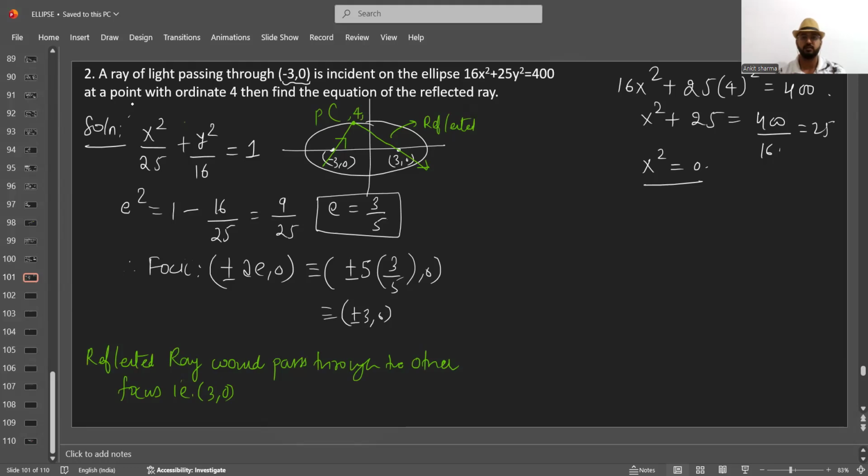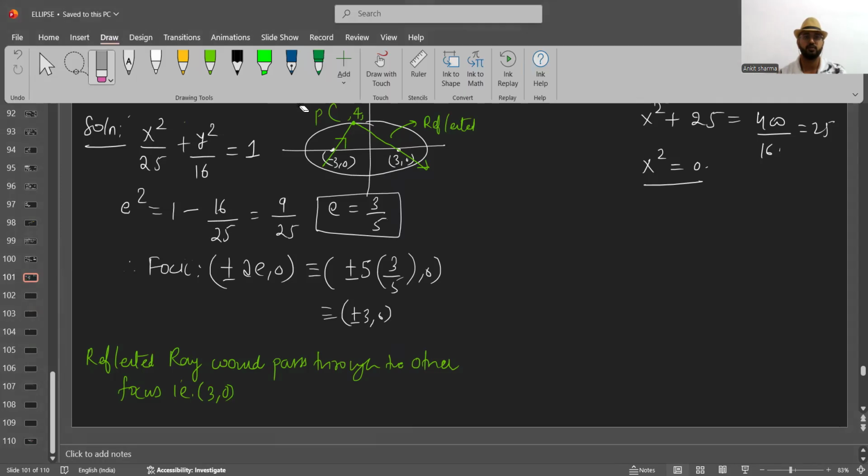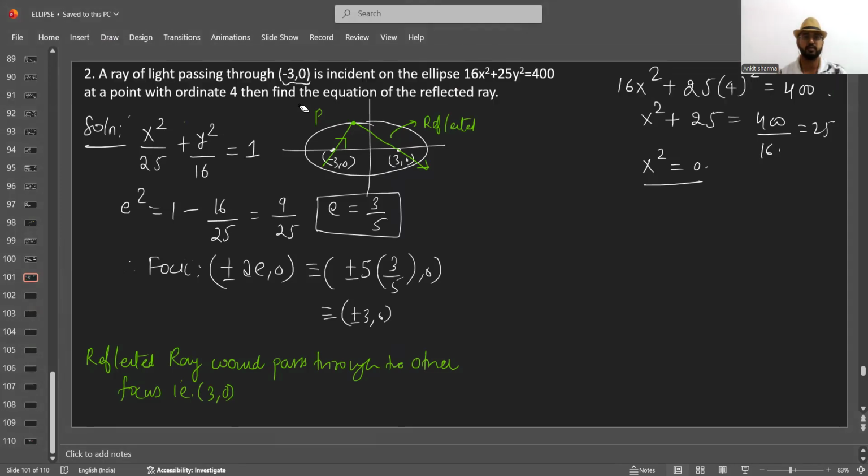This is not possible. Our point should not be here basically. So this reflected ray actually is incident directly at this point. Let me try it again. So this is basically meeting here because x is 0. So this point will be directly hitting here, and we just want this distance. That means this is going to be (0, 4).